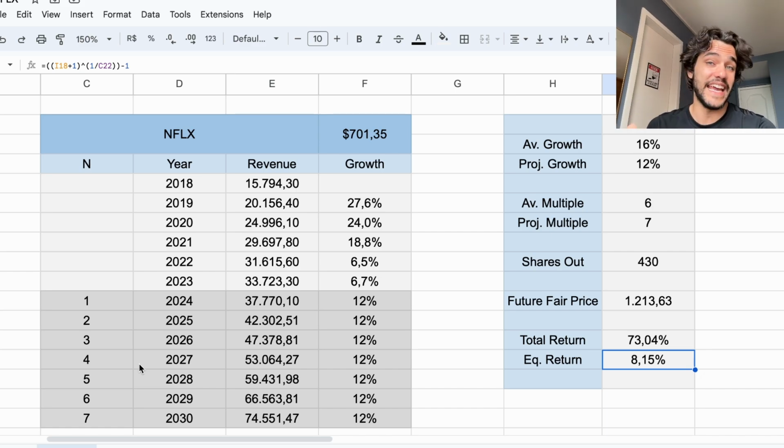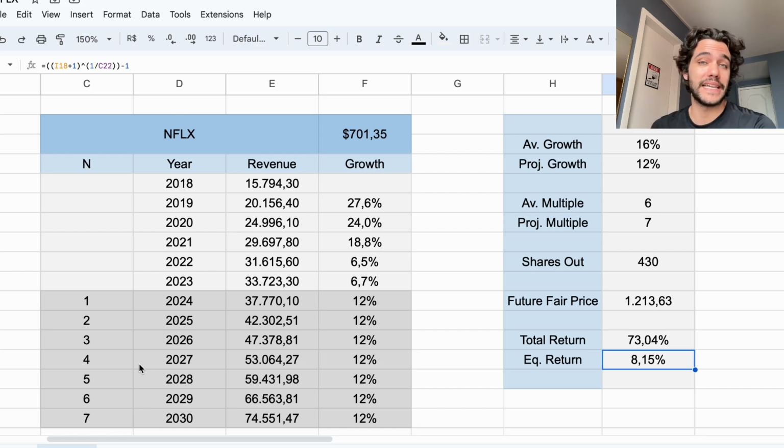In any case, here you have to ask yourself, how likely is it for Netflix to deliver this kind of growth? Do you think it's unlikely that Netflix will grow at 12% per year? Because if you find that improbable, then, once again, it doesn't make much sense to go long.